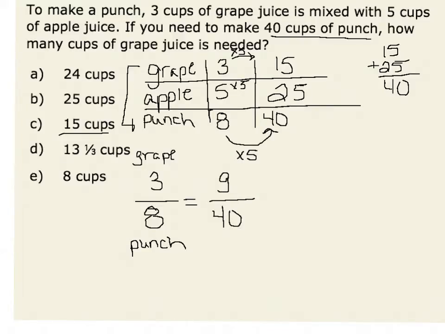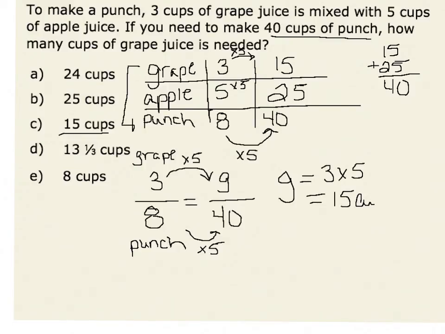Since these are equivalent ratios, I know that in order to get my denominator of 8 to a denominator of 40, I have to multiply by 5. To keep the equivalent ratios, I would have to also multiply my numerator by 5. This gives us the part grape is 3 times 5, which is equal to 15 total cups of grape juice.